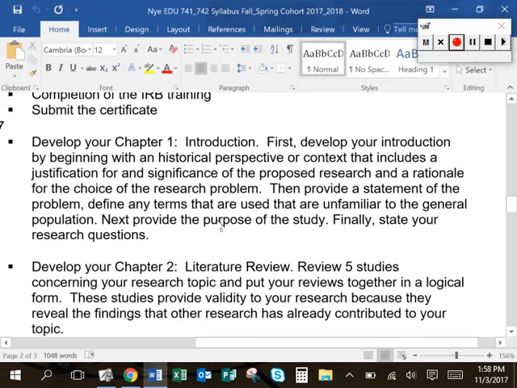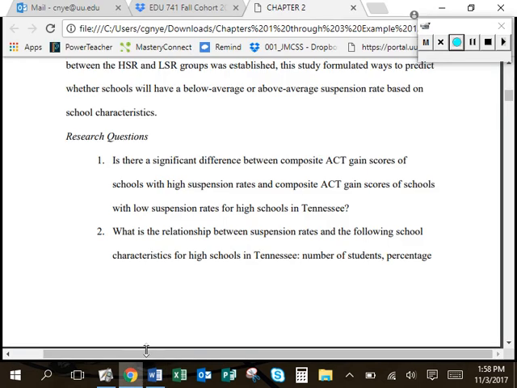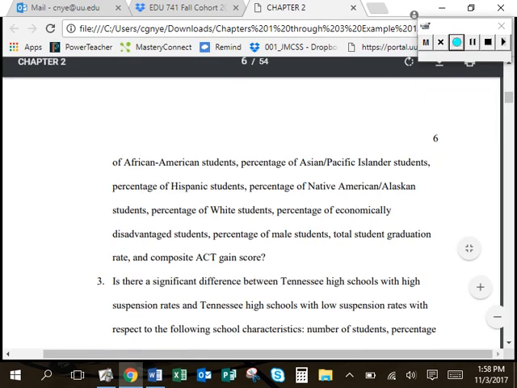The final thing that you would put in the Chapter 1 would be those research questions, and that wraps up the Chapter 1 support that I can provide for you.